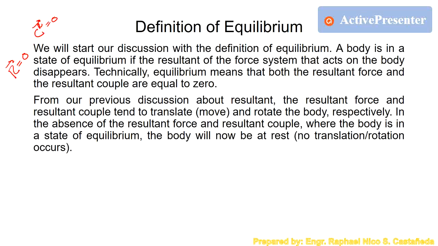So basically, there will be no translation and rotation in the body. From our previous discussion about resultants, the resultant force and resultant couple tend to translate and rotate the body respectively. In the absence of the resultant force and couple, where the body is in a state of equilibrium, the body will be at rest because there will be no resultant force and resultant couple. That is why the subject statics is about this topic, which is equilibrium analysis.